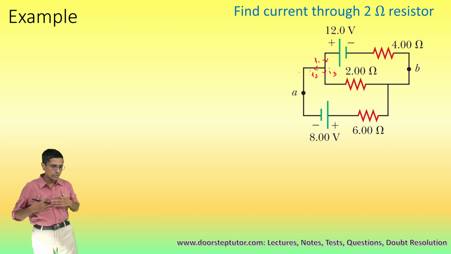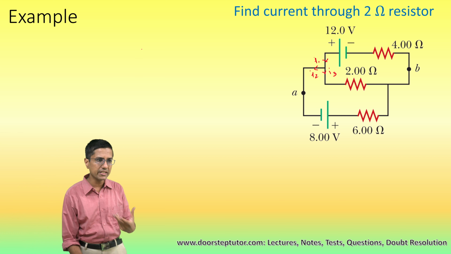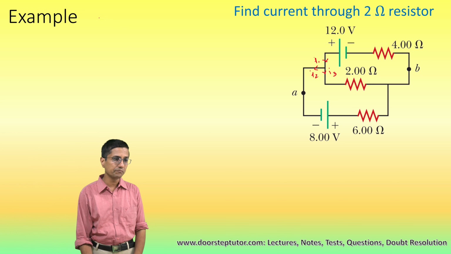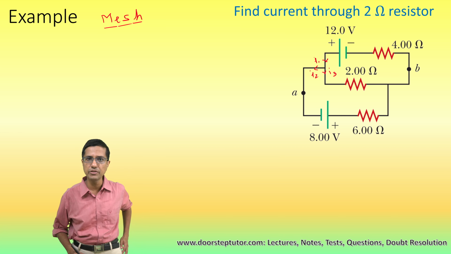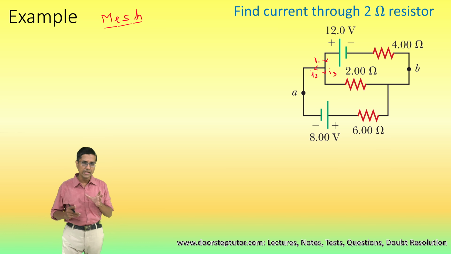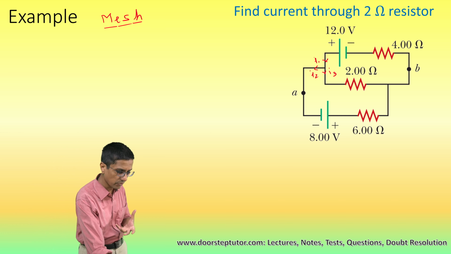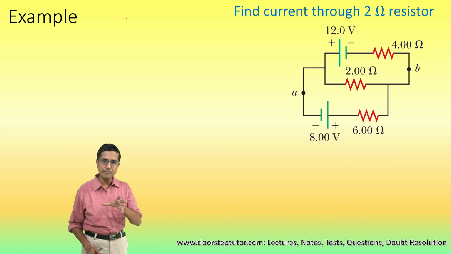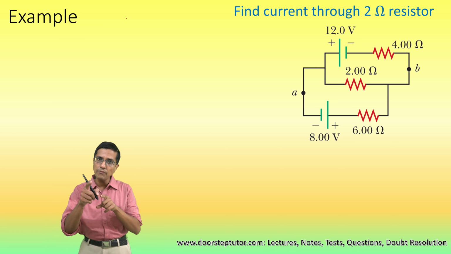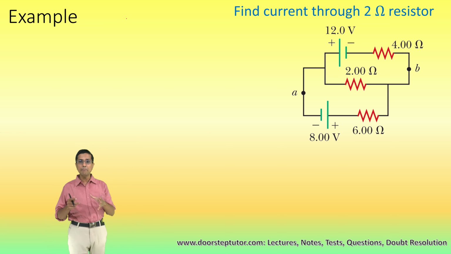So to avoid so many simultaneous equations, what we would use is shortcut methods, and one of those shortcut methods is actually known as mesh analysis. So instead of using the Kirchhoff voltage rule or the Kirchhoff loop rule in loops, in the mesh method, we would use the Kirchhoff voltage law on meshes in a circuit.